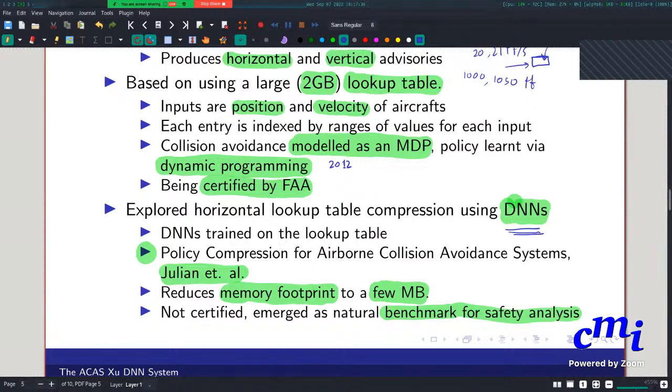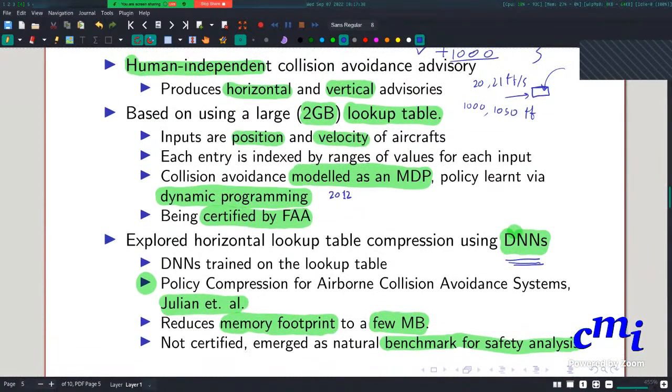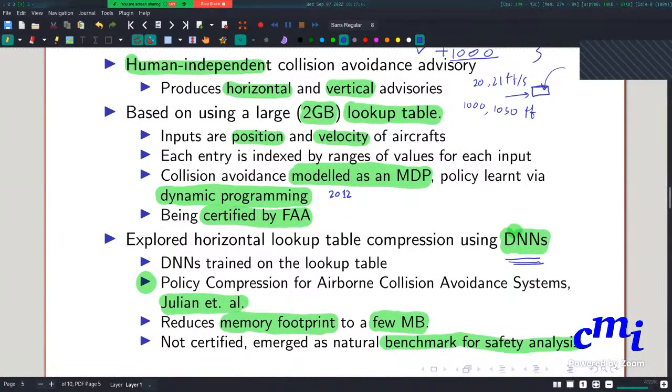So basically, there are 2 versions, like I said. One is the lookup table version. Right. So the lookup table is being certified. It's not yet deployed, but I think they're looking into deploying it soon. The FAA has moved slowly with all of these things, from what I gathered. But this DNN is actually not deployed anywhere yet. The FAA is not convinced about the safety.